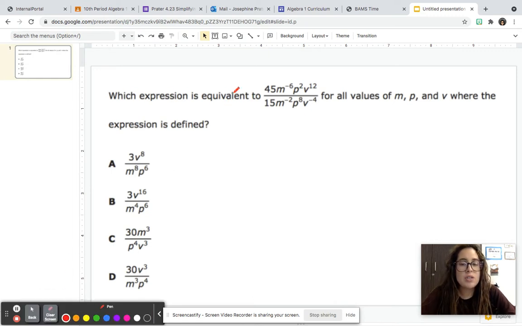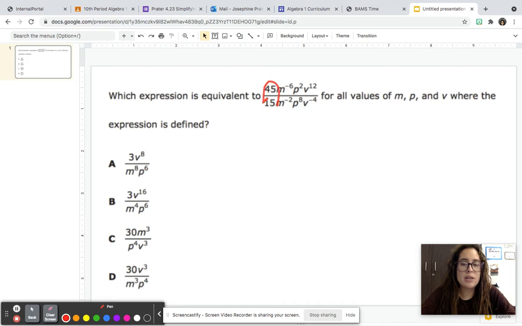So which expression is equivalent to 45/15 m^-6 p^2 v^12 over 15 m^-2 p^8 v^-4? What we have to do is simplify a piece at a time.